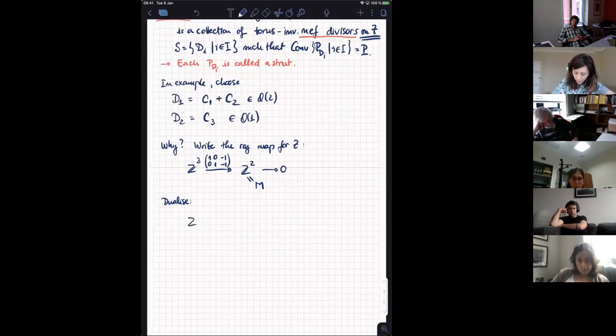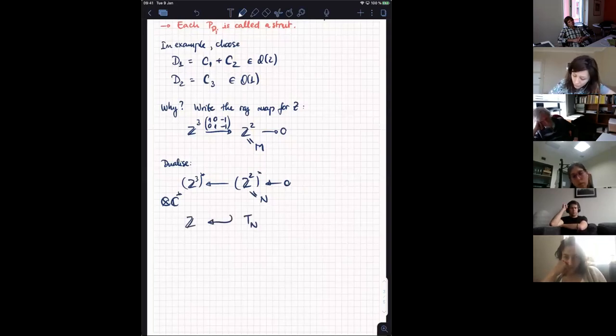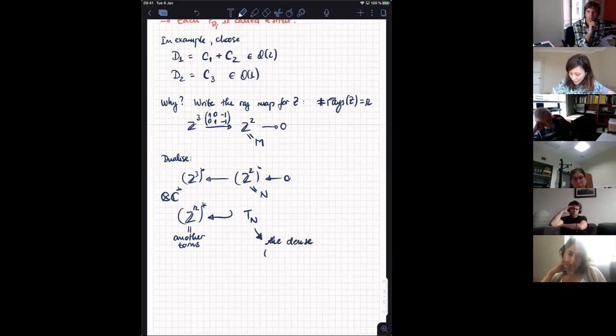So you have Z3 dual, Z squared dual again, which is going to be N, and this is 0. Then if you tensor it with C star, you get torus of N injecting into Z to the, well, if I denote the number of rays of Z with R, this, even in general, even not for this example, it's always going to be Z to the R dual. And this is another torus, which is dense in XP.